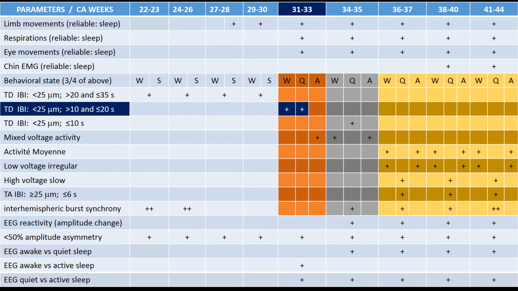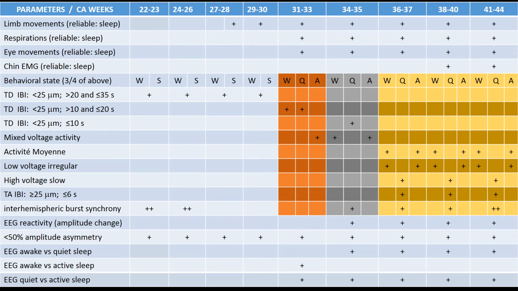Again, any activity during these weeks with an interval of longer than 20 seconds is not a true tracé discontinu. It should be labeled an abnormal discontinue pattern.